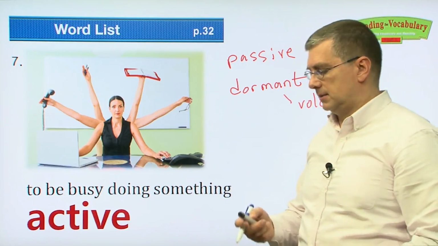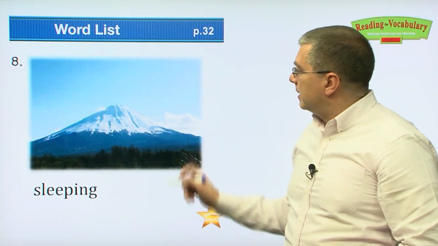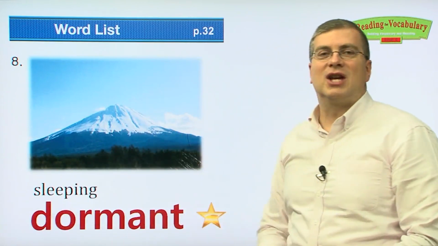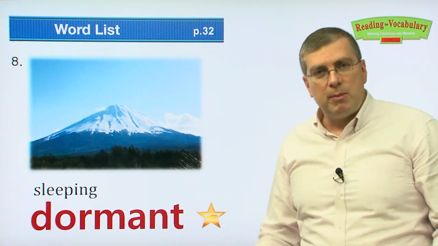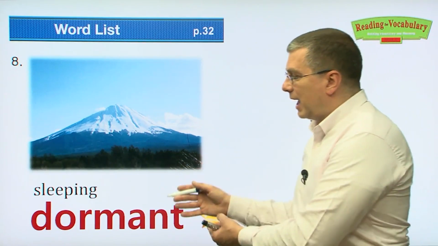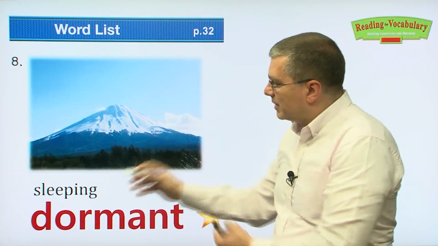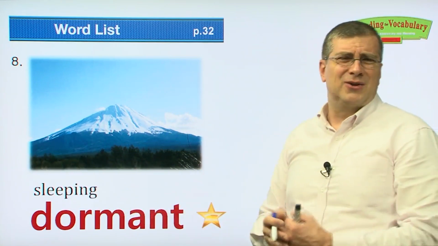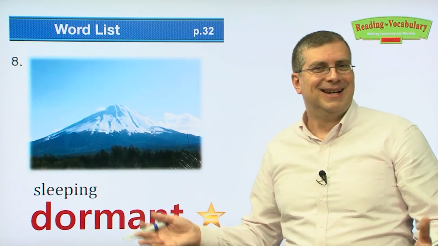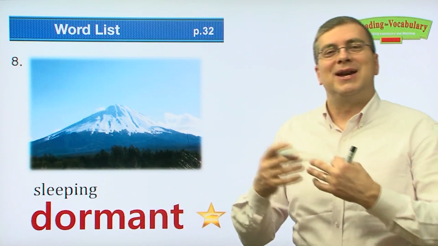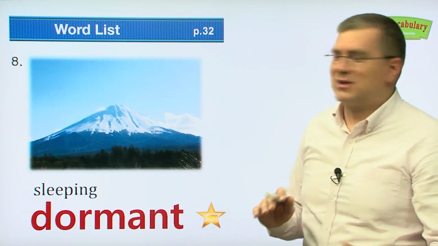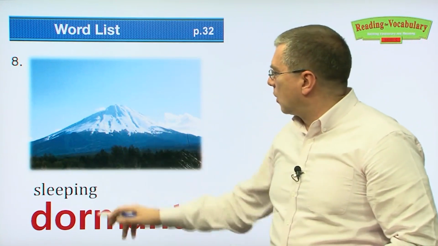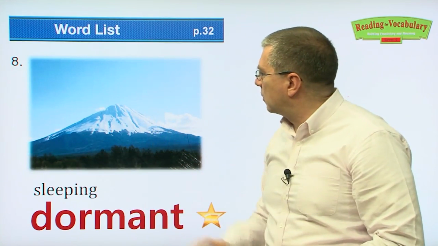Okay, let's move on. Number 8, sleeping. Now this is our word here, dormant, that I just taught you, right? We say people are passive, but we say volcanoes are dormant. And it says sleeping here. So, you know, volcanoes aren't really awake, right? They're not really sleeping. They're either active or they're dormant, okay? Of course, in this picture, this volcano has been dormant. It looks like it's been dormant for a long time.